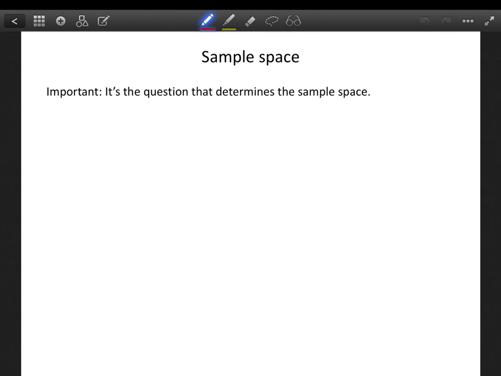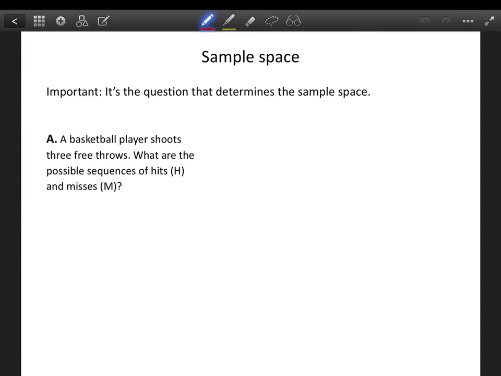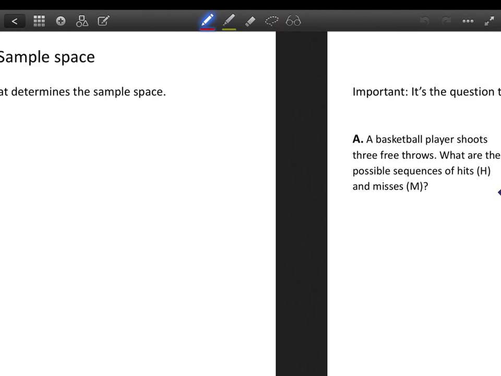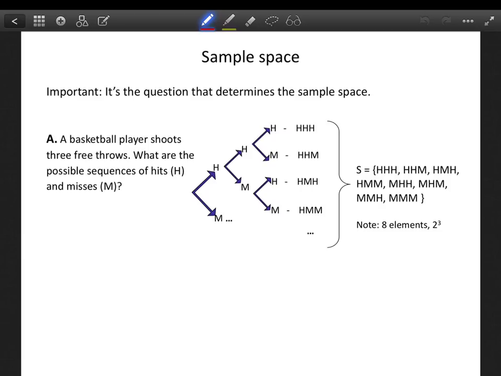Notice that it's the question that determines the sample space. So if I asked you what are the possible sequences of hits and misses if a basketball player shoots a free throw, well, one way we could do this is to draw a tree diagram. And there you can see the list of sequences of hits or misses. There are 8 of them that you need to list in your sample space.